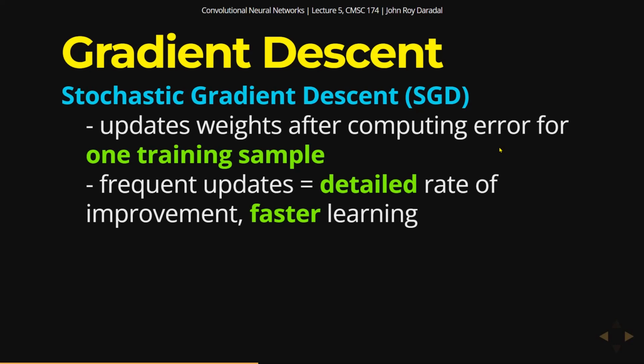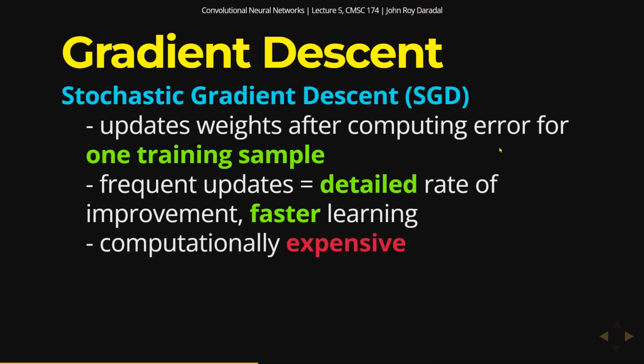Because of the frequent updates, there's a detailed rate of improvement, and sometimes it leads to faster learning. But the problem is, this is computationally expensive because you're doing a weight update for each training sample. And of course, if you have a really large training set, then you would have to do a lot of computations, right? The error rate can also fluctuate because maybe one training sample is very different from the next one and then the next one. So it could change the weights drastically based on the error, and so the error rate can fluctuate.